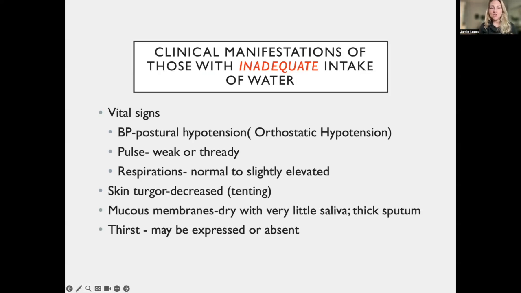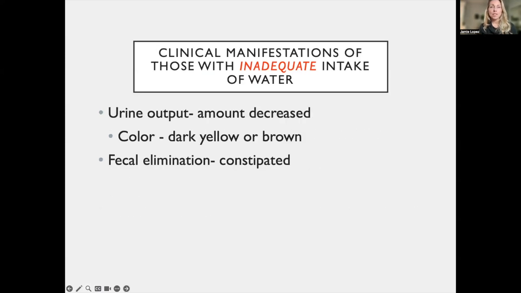We'll have poor skin turgor. You'll have that tenting skin turgor when you pinch it on the sternum. Mucous membranes will be dry. Their sputum, which is the mucus that they expel, will be very thick, very tenacious. And they may be thirsty, but like I was saying on the slide before, they may not notice that they're feeling thirsty. Their urine output may be decreased, and the urine color will also be darker, more concentrated, which makes sense.